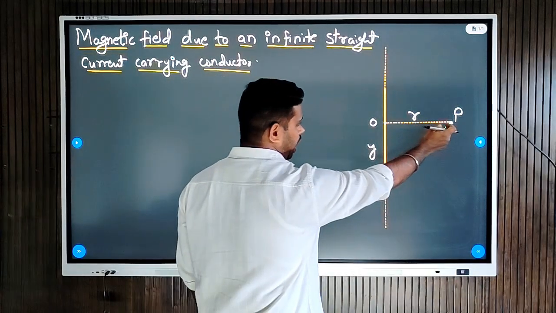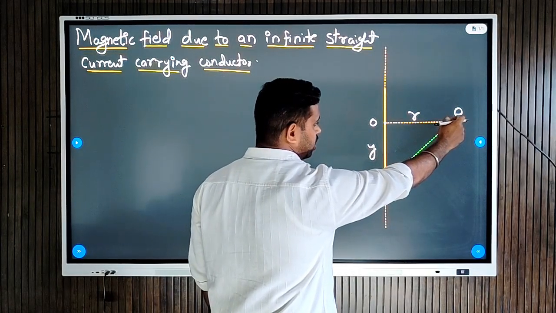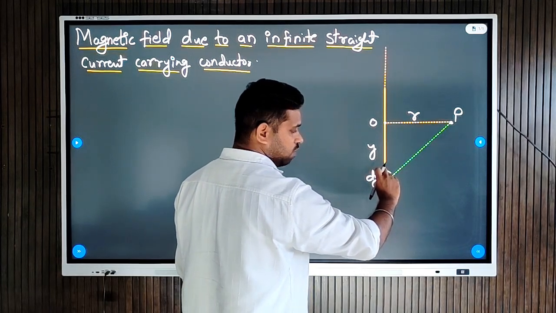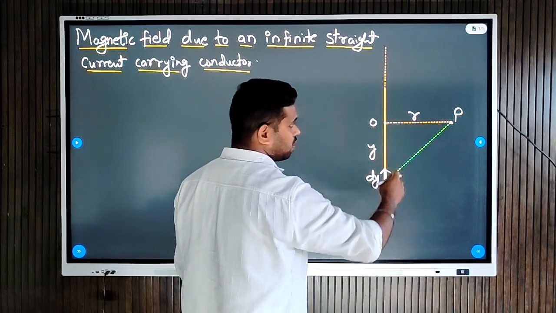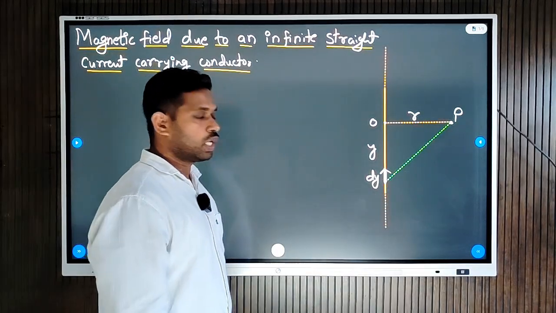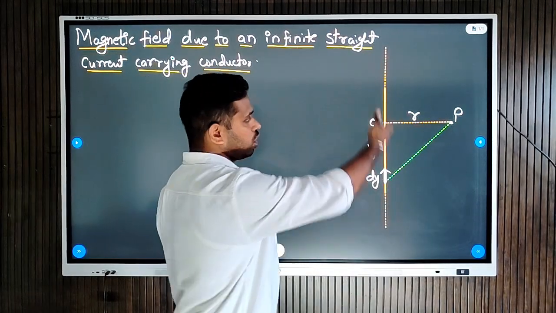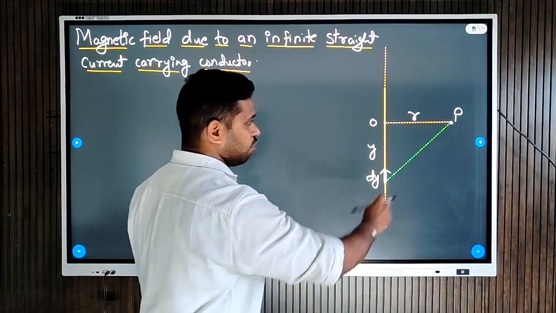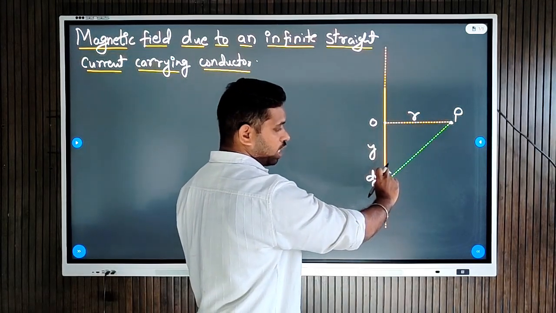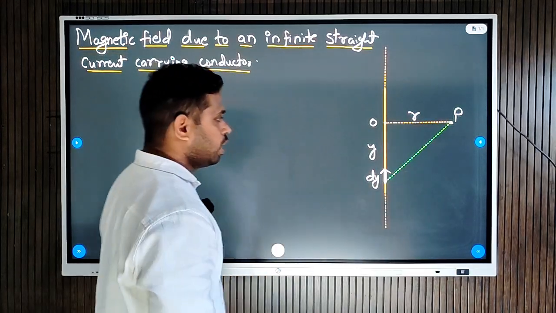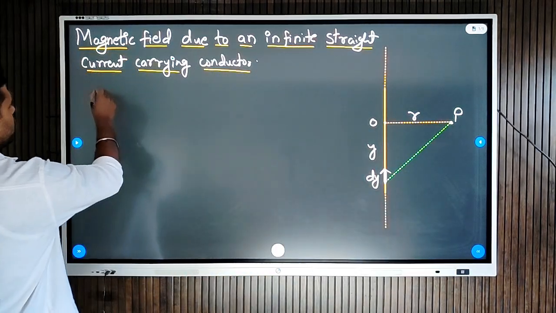Then we are going to calculate the magnetic field at point P due to this infinitesimally small current carrying element, and then we are going to integrate it across the whole length of the conductor to get the total field at point P. So first we will see how to calculate the magnetic field at point P due to this small element dy by using Biot-Savart's law.